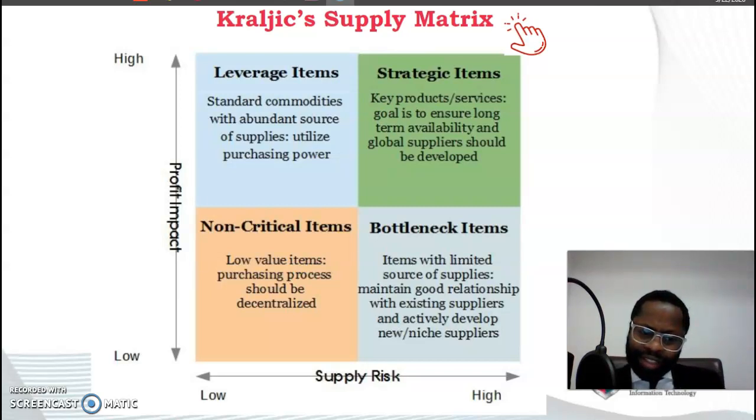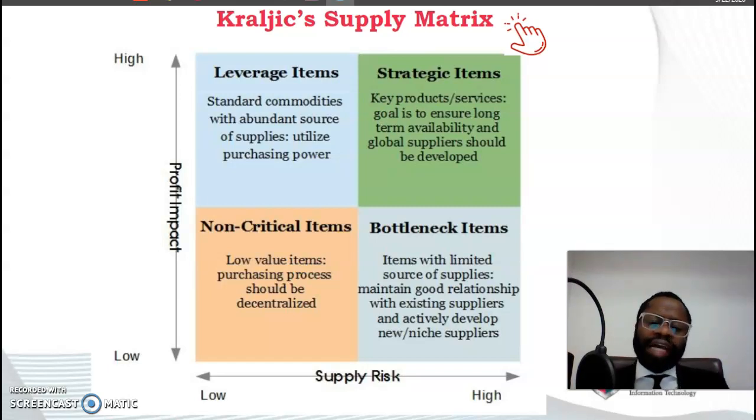Now again, it might not be a high value item, but they might be the only ones who can customize an item or a product based on your requirement. So any fallouts can affect your business. Now, profit impact is low, and there's a reason for that. If you don't have this item, it's hardly likely that it will affect your operation significantly.